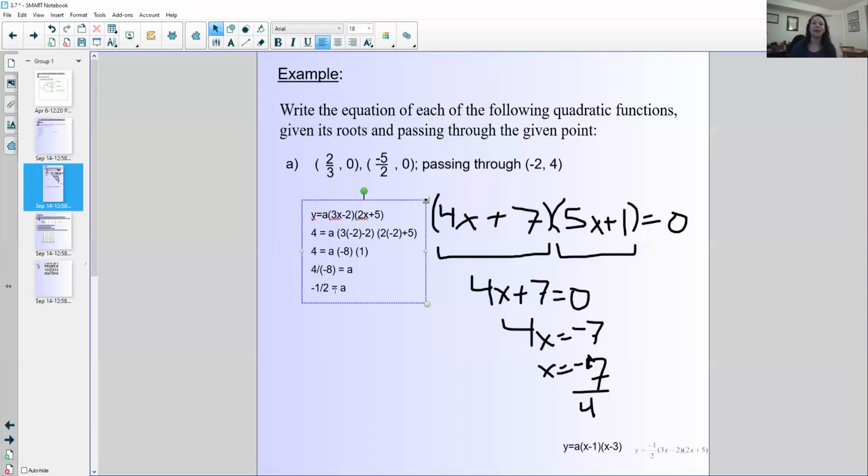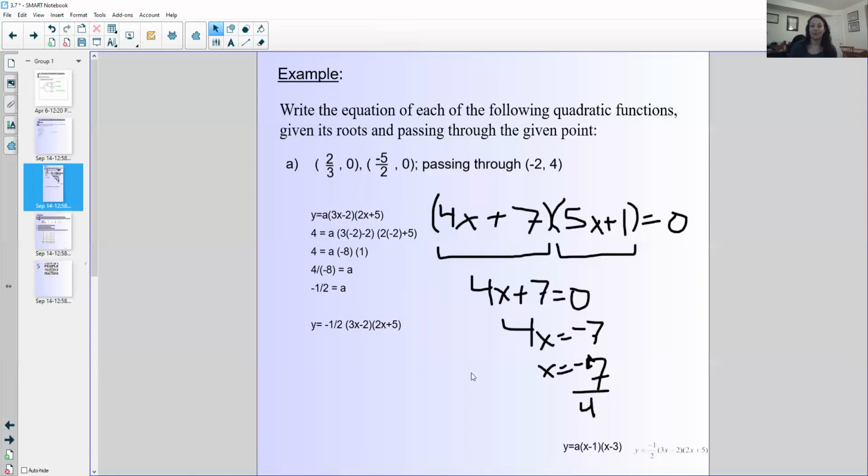All right, so here's our a value. And we are going to rewrite our factored form of our quadratic to finish up the question, only instead of a, we're going to have negative 1 over 2 as a lovely fraction. Okay, and there you have it.